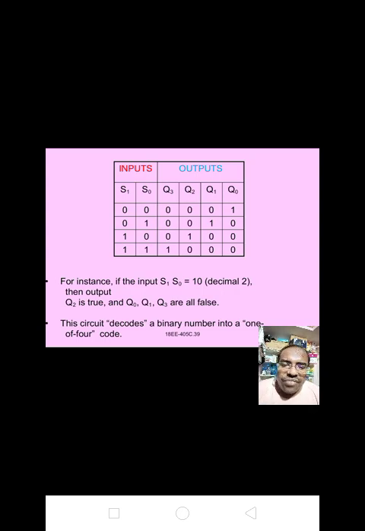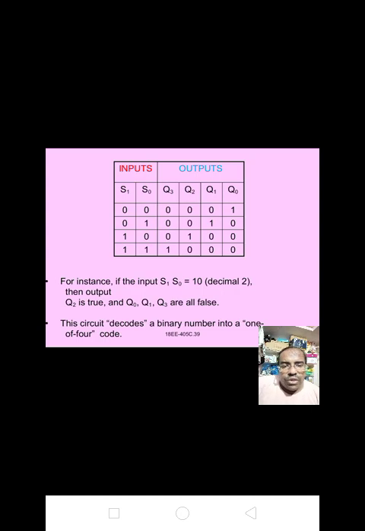For instance, if the input S1, S0 equal to 0, 1, decimal 1, then output Q1 is true and Q0, Q2, Q3 are all false. If the input S1, S0 equal to 1, 1, decimal 3, then output Q3 is true and Q1, Q2, Q0 are all false.